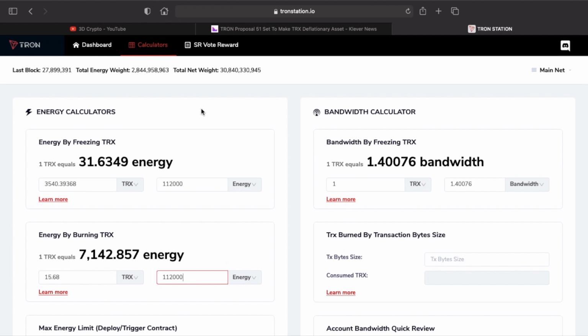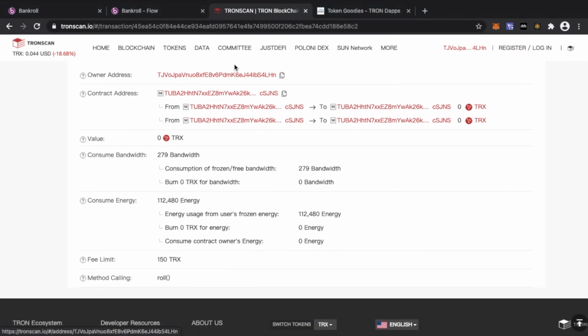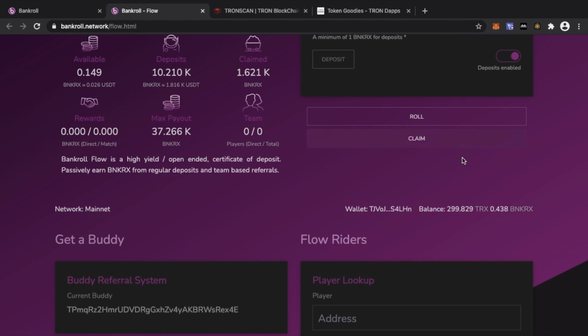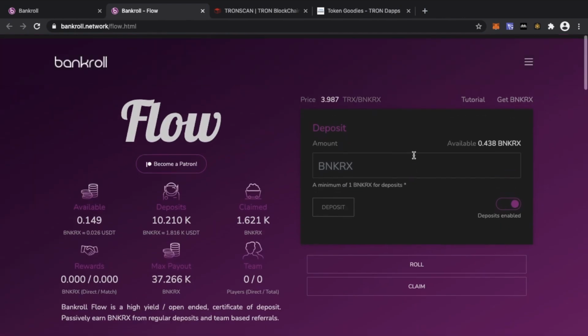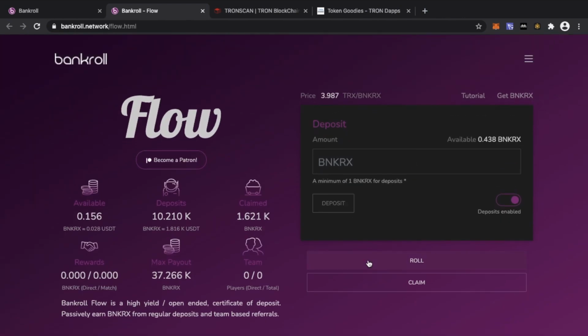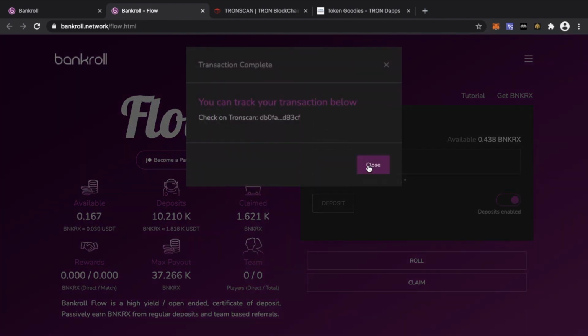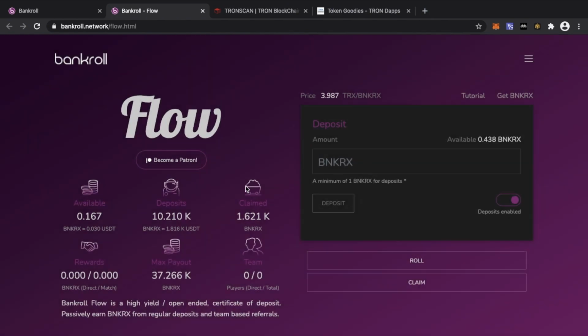But guys, it's better if you do not pay Tron for these actions. So if I go back to bankroll flow, another thing you have to bear in mind, every roll in flow, every claim in flow, and every deposit in flow, any action based on the Tron blockchain will cost energy. The energy it will use is dependent on a number of factors, and I can't go through every single factor down here, but it's the amount of interactions the contract has to do.